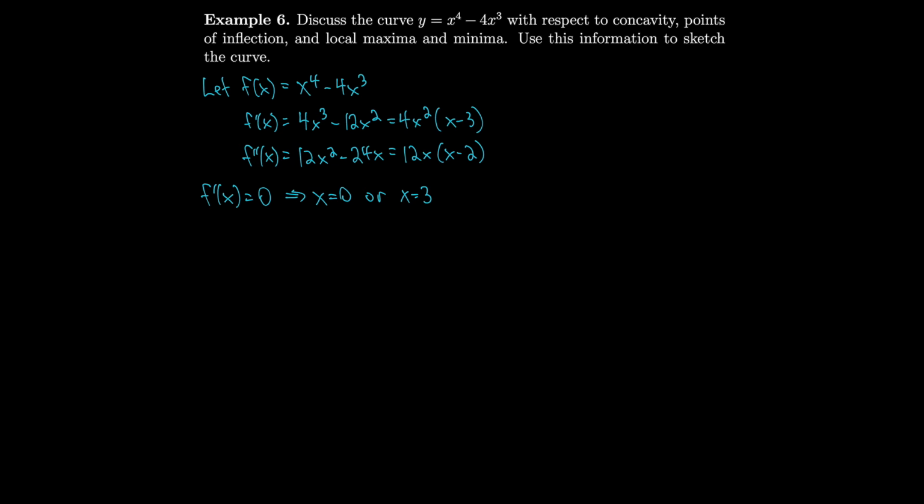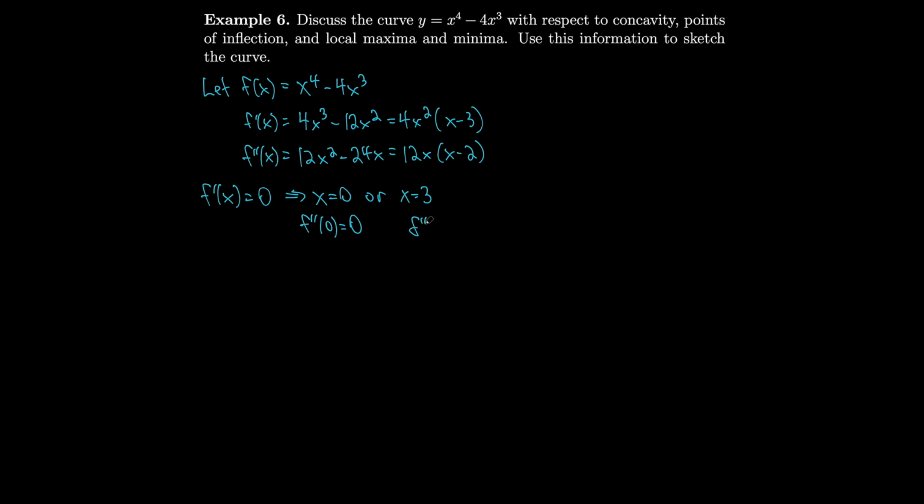So let's look for where our second derivative is 0. We'll look for what happens to our second derivative at 0. Well, if you plug in 0, you get 0. So unfortunately, that tells us nothing about that point, because our second derivative test only tells us what happens if the second derivative is positive or negative. It doesn't tell us anything about 0. So we'll have to look at that case using the first derivative test.